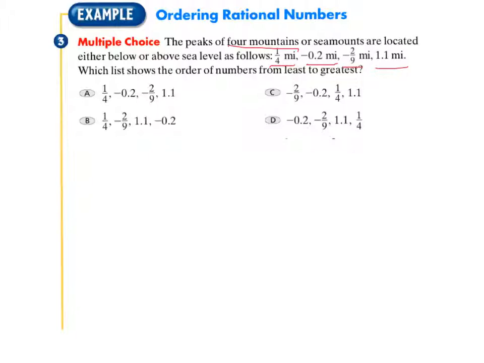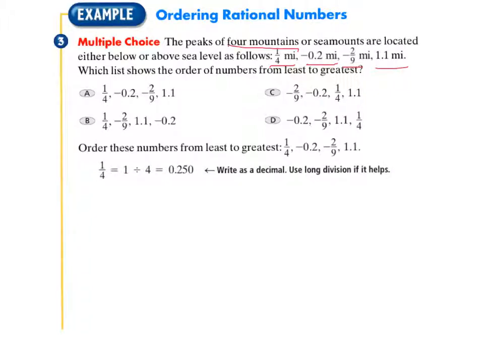So the first thing you're going to do is either change them all to decimals or make them all fractions. Most of the time, unless they're very easy fractions and it's easy to see what those fractions are going to be, it's almost always going to be easier to change them from fractions to decimals. So we're going to order these numbers from least to greatest: 1/4, negative 0.2, negative 2/9, and 1.1. So we're going to start off converting them all to decimals.